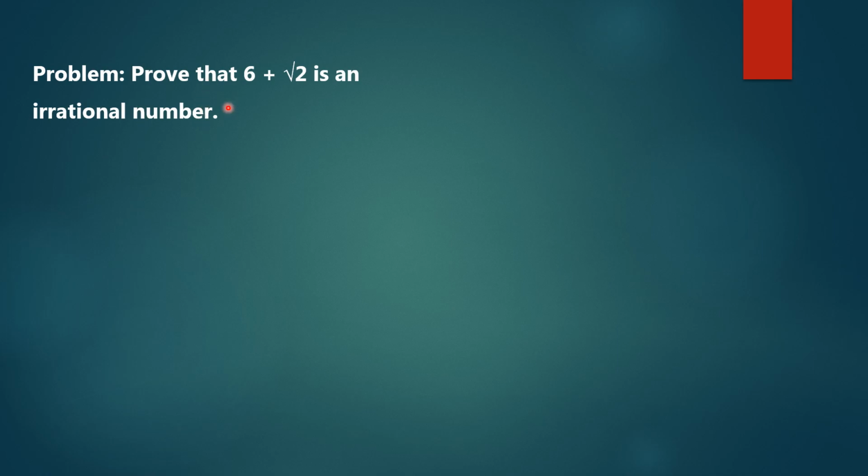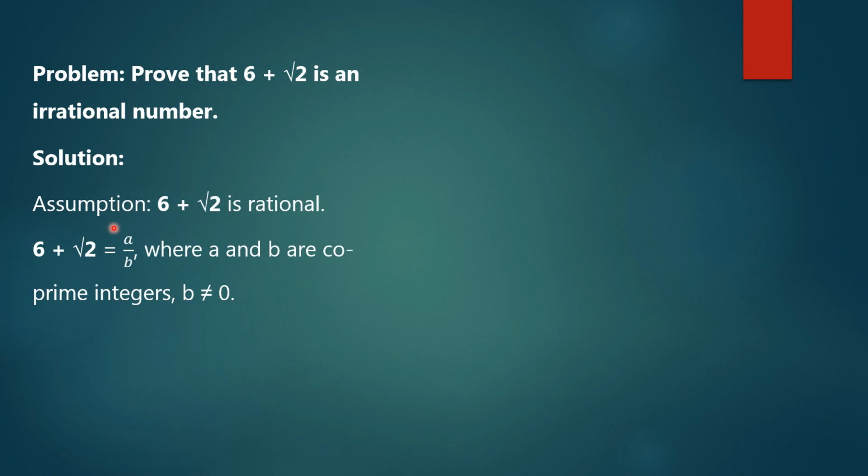Prove that 6 plus root 2 is an irrational number. Similar model. Solution: the assumption is the opposite of this one. 6 plus root 2 is rational. As it is rational, we can write it like this: 6 plus root 2 is equal to a by b, where a and b are co-prime integers and b is not equal to 0. Now on simplification, take 6 to the left side.